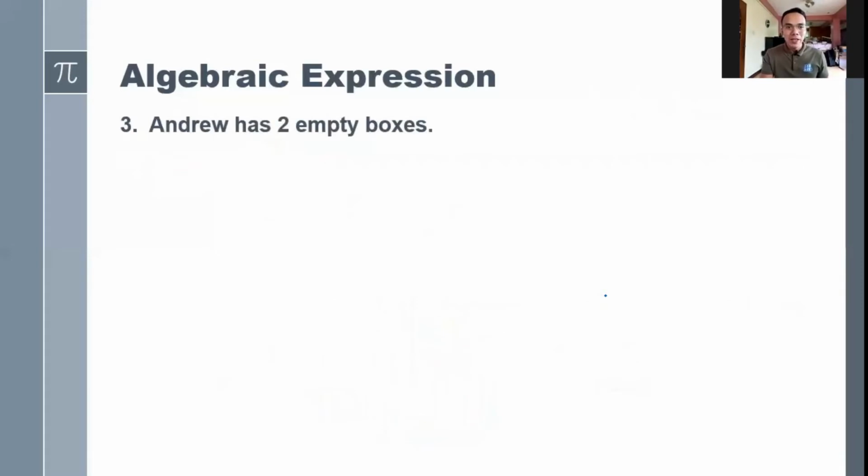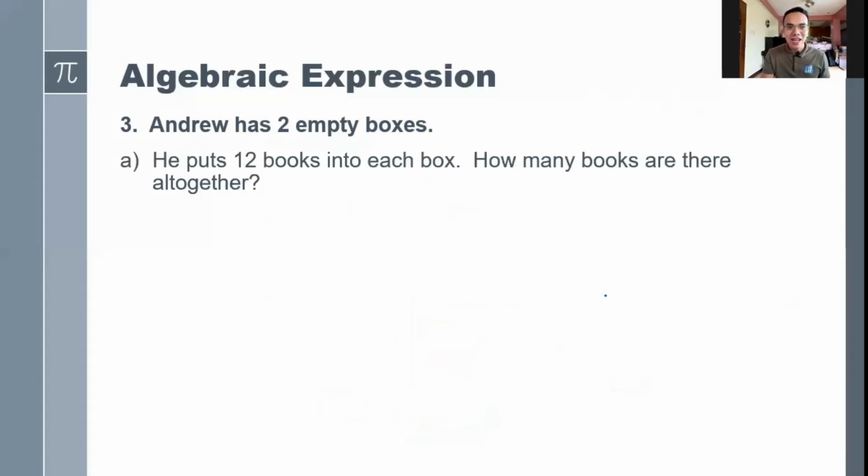Next, number 3. Andrew has 2 empty boxes. He puts 12 books into each box. How many books are there altogether? There are 2 empty boxes and each box has 12 books. So our operation here is multiplication. You can also use addition. It's up to you. Remember, repeated addition is multiplication.